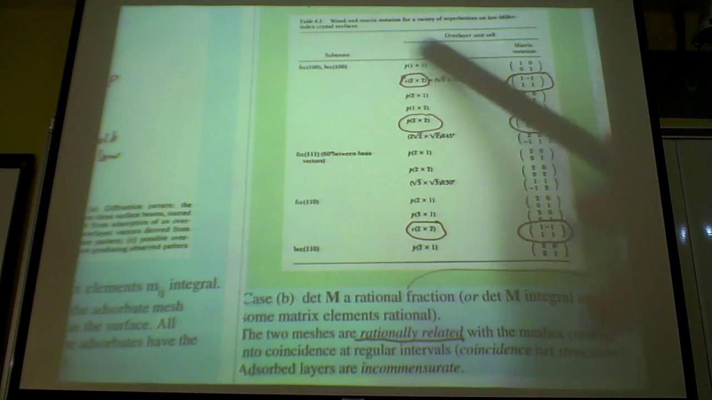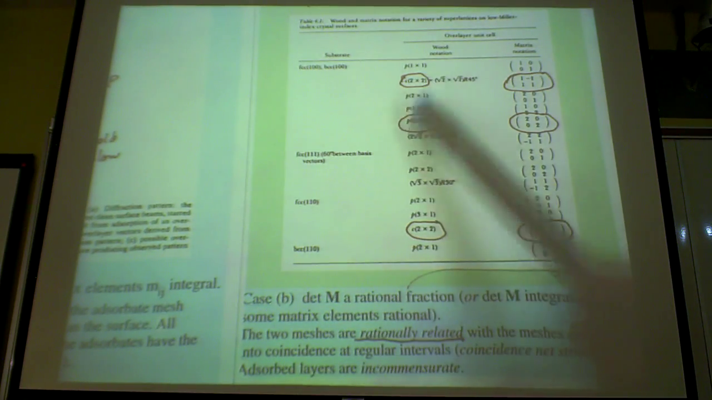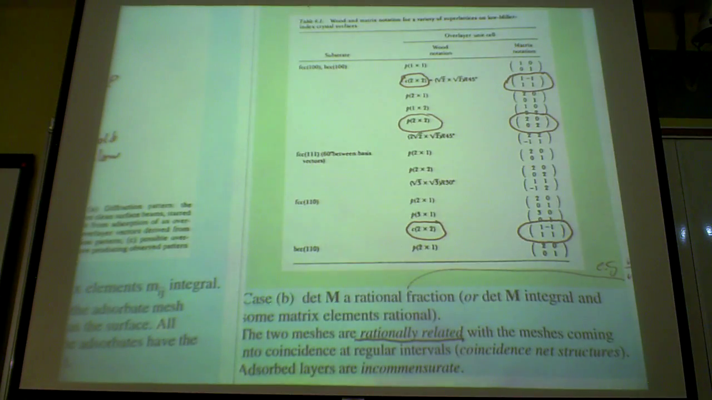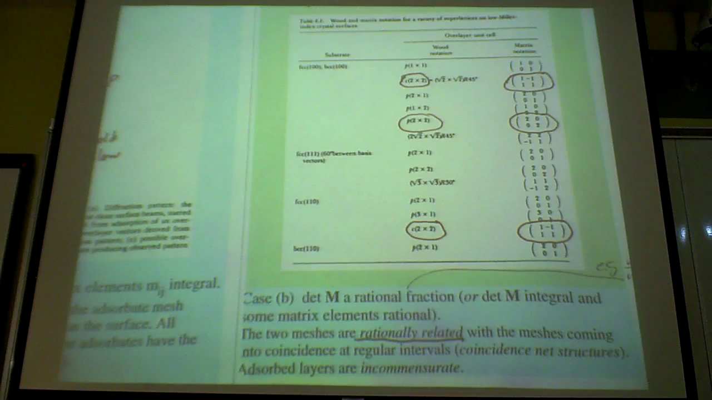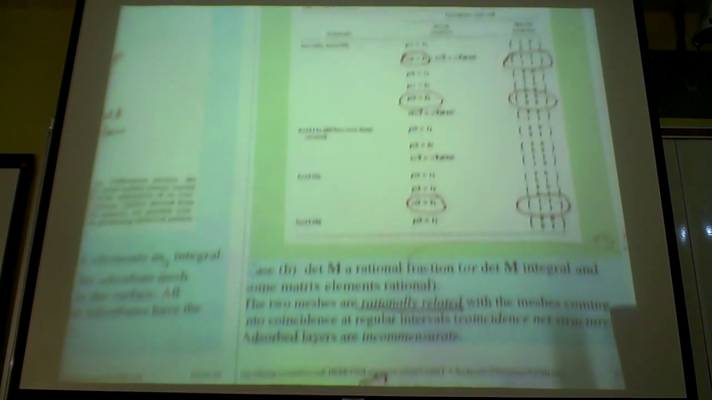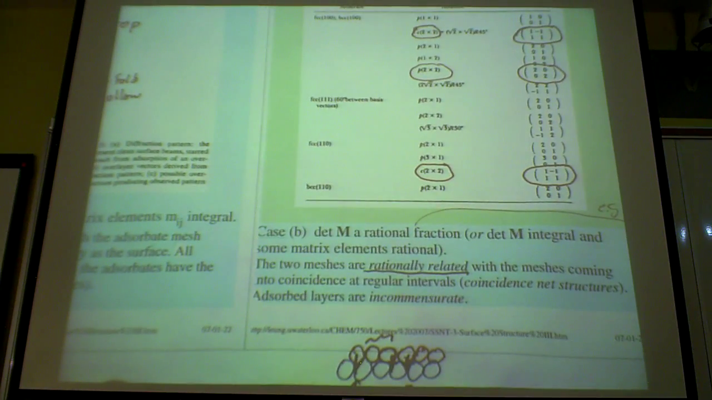You can see the Wood notation is always sort of 2 by 2 or 1 by 1, primitive or centered, this sort of thing. And they are all integer related in the matrix notation. So they are equivalent in this type of writing. And then you have a situation where you cannot use the Wood notation anymore. They are not simply related.